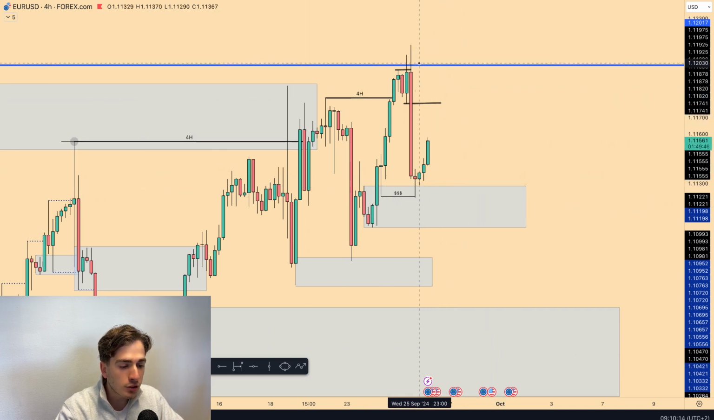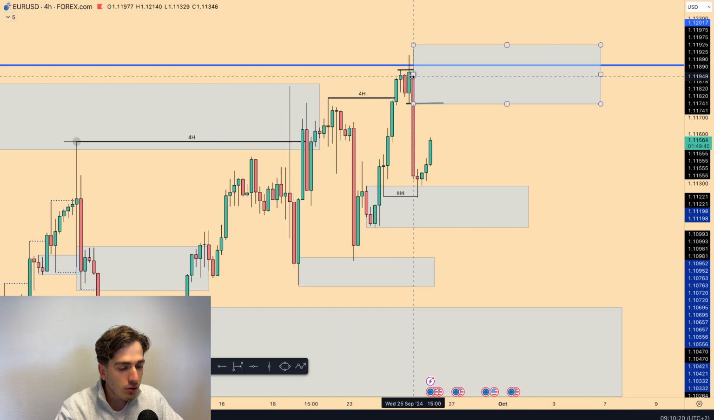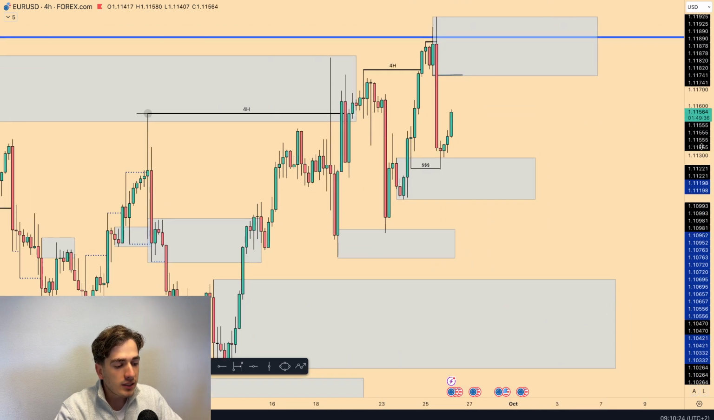So what I'm now looking for on EURUSD is to push up higher towards this area of supply next. I've got my eyes set on that, and then I'm just going to see how we react inside of there. The market is still bullish.